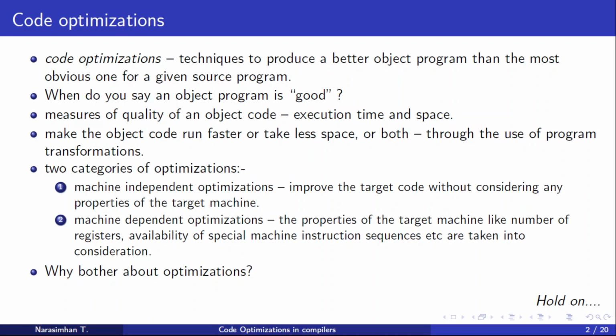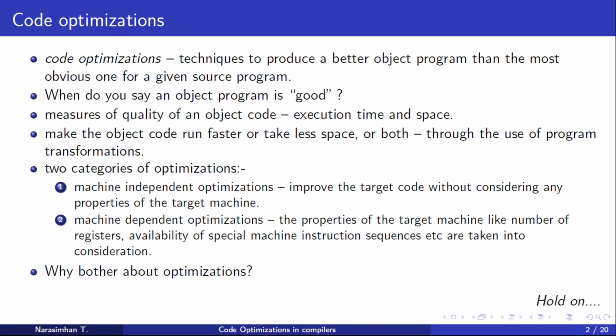The input to the compiler is the source program, which is a specification of some computation. And as output, the compiler produces the object program, which is again a specification of the same computation but in a different form. For a given source program, you could have multiple object programs, and the compiler aims at producing the best object program for the given input.